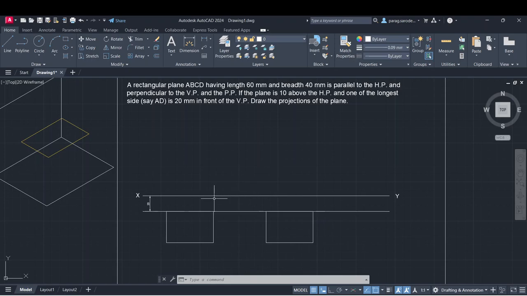Now, why have I taken this 20 mm distance? Because it is mentioned that one of the longest sides, AD, is 20 mm in front. Now, where do we see the in front distance? The in front distance is always located in reference to the xy line, below it. In front distance will be observed whenever we are looking from the top of the object, and it will always be drawn below the xy line. And above the HP distance will always be with reference to xy, above this line. For this moment, I am deleting this line which I had taken for reference.